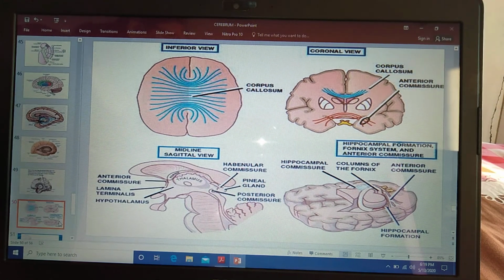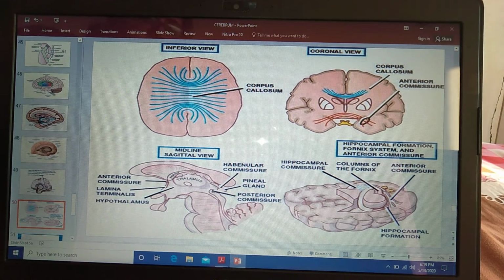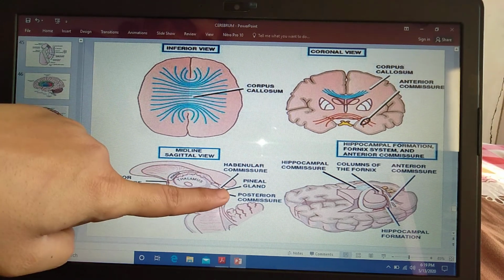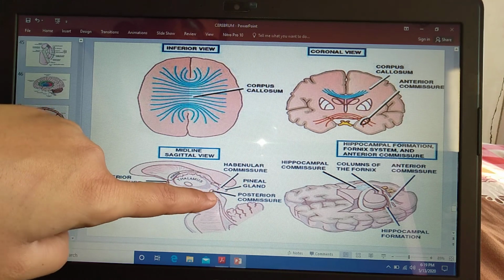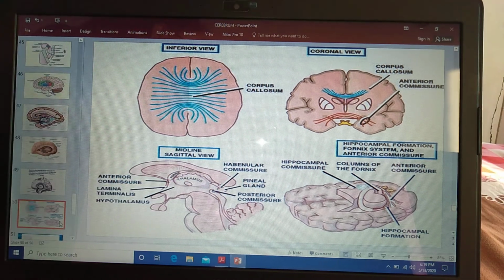And the last is the habenular commissure, connecting the habenular nuclei. Here we have seen the habenular nucleus and the habenular commissure; we have already learned this with the epithalamus, if you remember. So that is about the habenular commissure. So these 5: corpus callosum, anterior commissure, posterior commissure, commissure of the fornix, that is the hippocampal commissure, and the habenular commissure. These all are the commissural fibers.